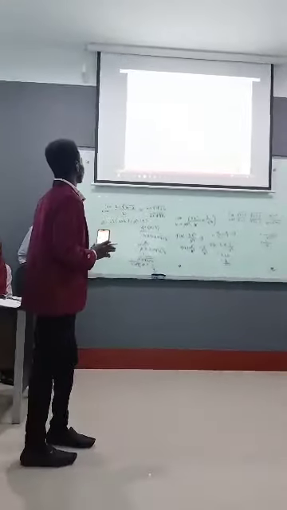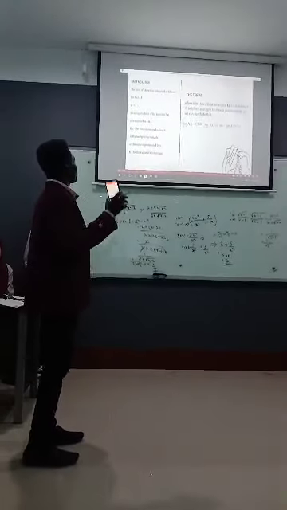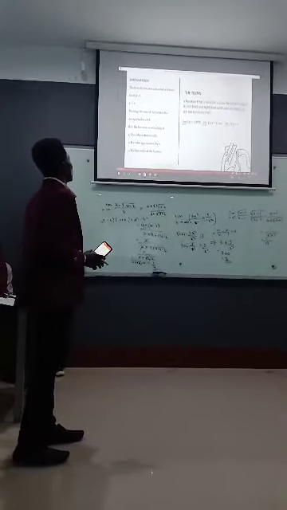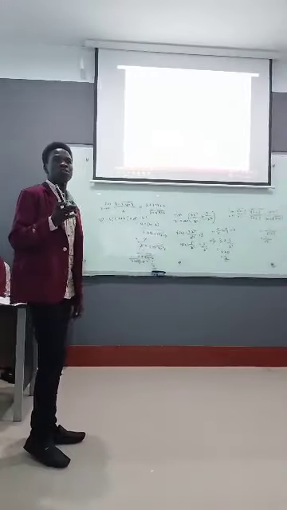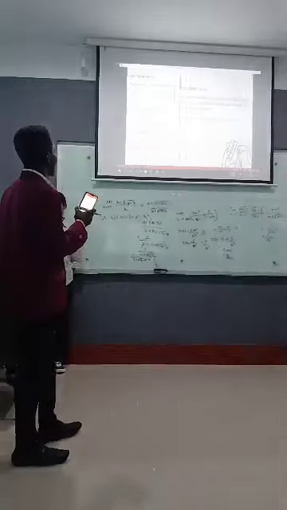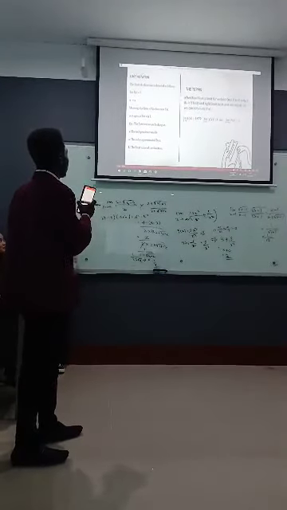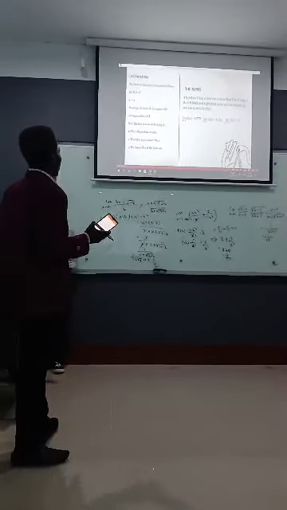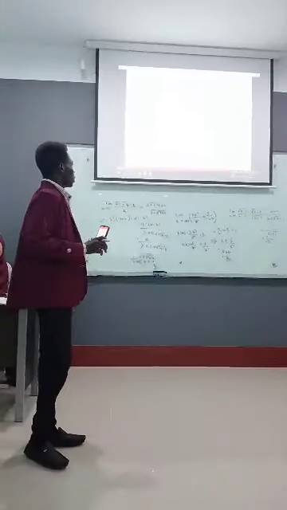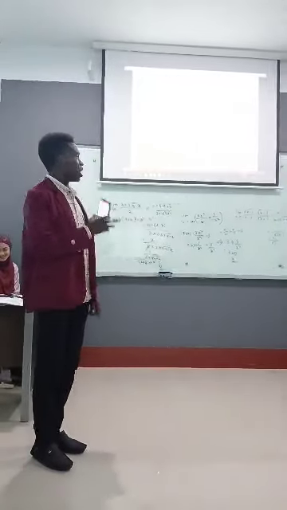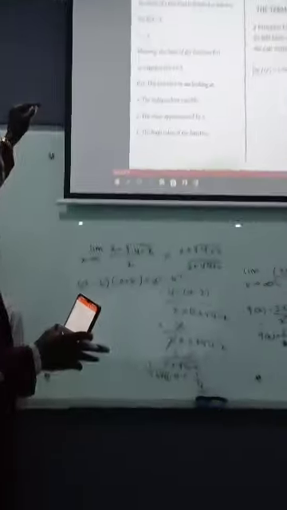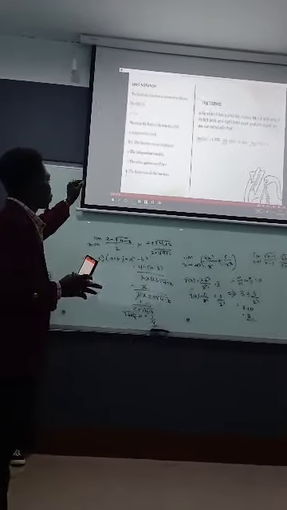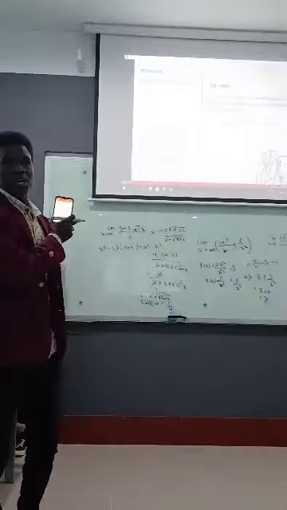The second point is notation. The limit of a function is denoted as follows. LIM is the abbreviation of limit. The limit of f(x) equals L as x approaches A. I hope that you are focused here. A here is the value approached by x. Please, this is the rule.